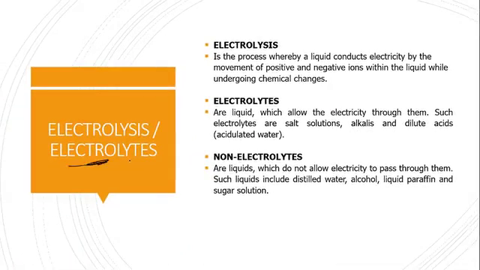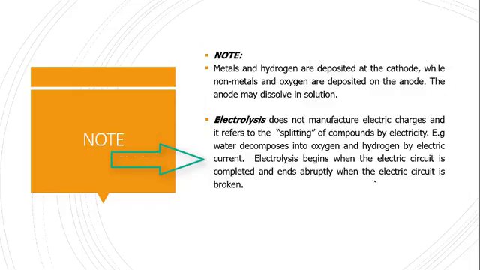Now let's talk about electrolysis and electrolytes. Electrolysis, put simply, is a process where a liquid conducts electricity through the movement of positive and negative ions within the liquid, undergoing chemical changes. Electrolytes are the liquids themselves, which allow electricity to flow through them, and non-electrolytes are liquids which do not allow electricity to flow through them, such as alcohol, liquid paraffin, and sugar solutions.